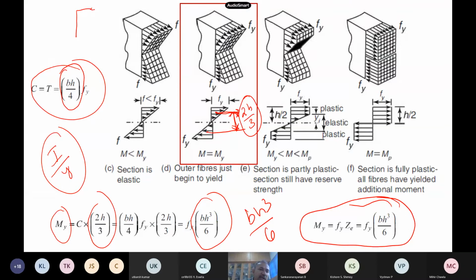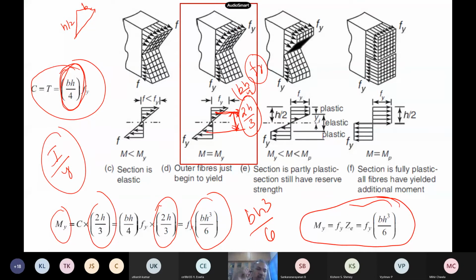The triangle area is half of this, where this is h by 2 and B is the width of the beam. The rectangle area would be B into h by 2, so the triangle is half of that. So that becomes BH by 4 into Fy. This is the force. Then you have to find the lever arm, which is 2h by 3. So you will get BH cube by 6 actual. This is what we call the elastic modulus, because plastification has not yet started.